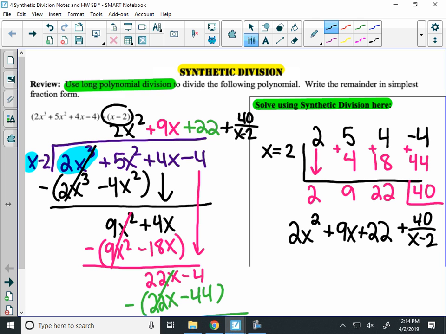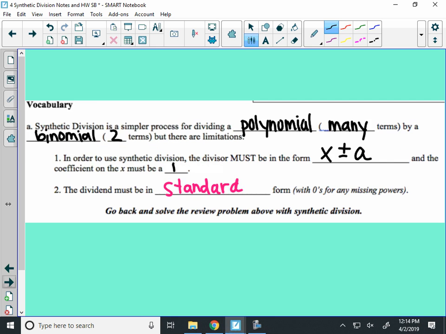A little bit faster. Okay, so let's do a couple. Let's make sure we understand the process, but yes. Yes, and we'll see one like that in a minute. Good, all right, let's pop down to the bottom.